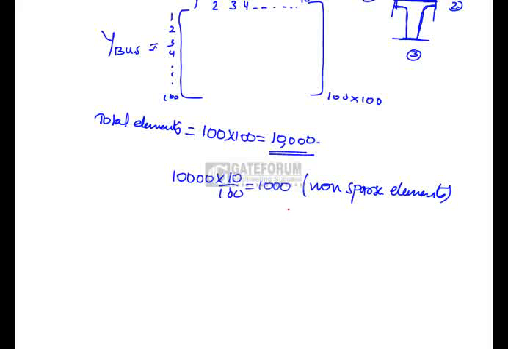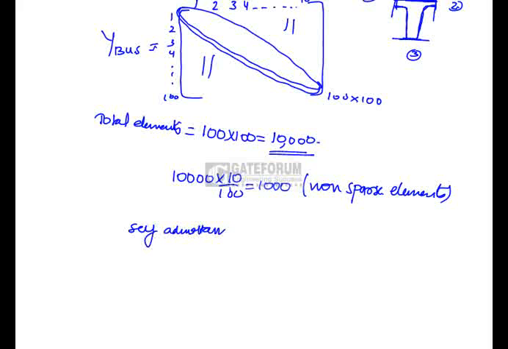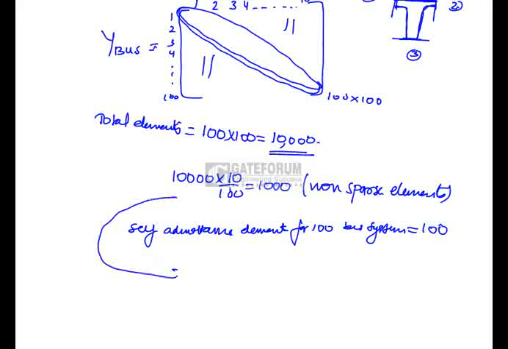Okay, now how many self-admittance elements are there? All diagonal elements are called self-admittance. The remaining lower and upper triangle elements are called mutual admittance values. So how many are there? The diagonal elements are exactly 100. So the number of self-admittance elements for a 100 bus system is equal to 100. Okay, so the non-zero elements for transmission lines are 1000 minus 100, which is equal to 900, because these are non-sparse elements.